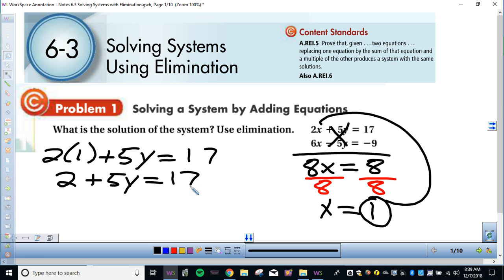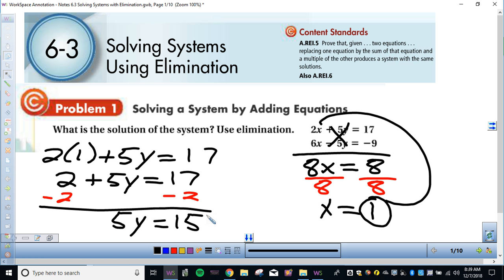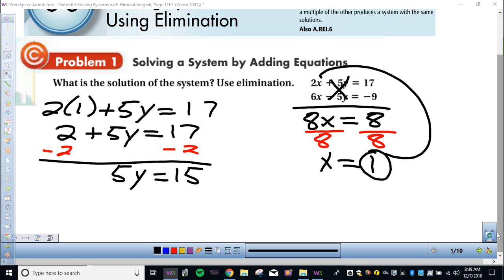What am I going to do next, Eli? Subtract 2 from both sides. Excellent. And I get 5y equals 15. Last step, I divide by 5. And I end up with y equals 3.